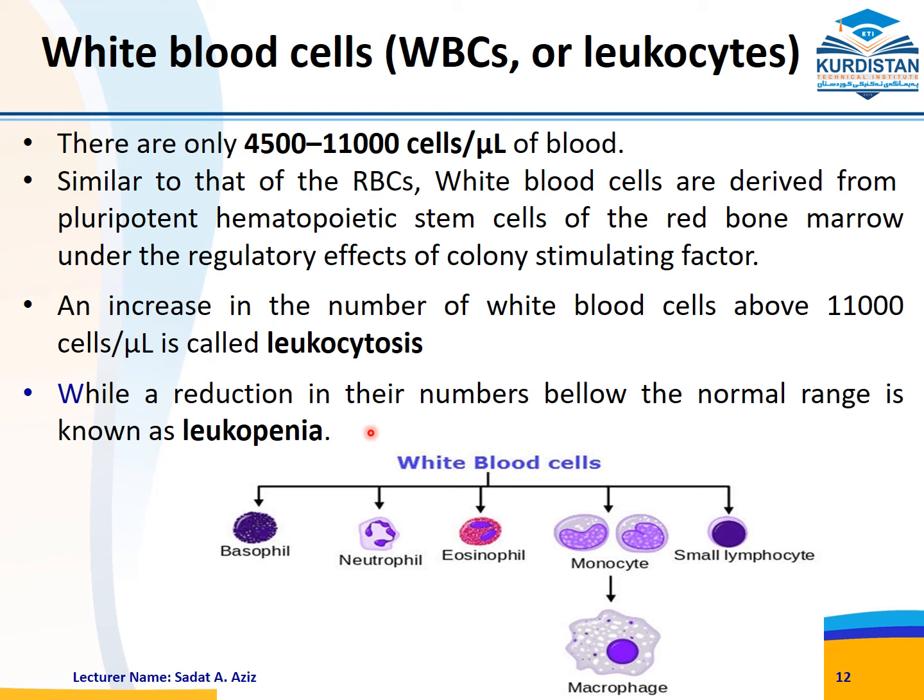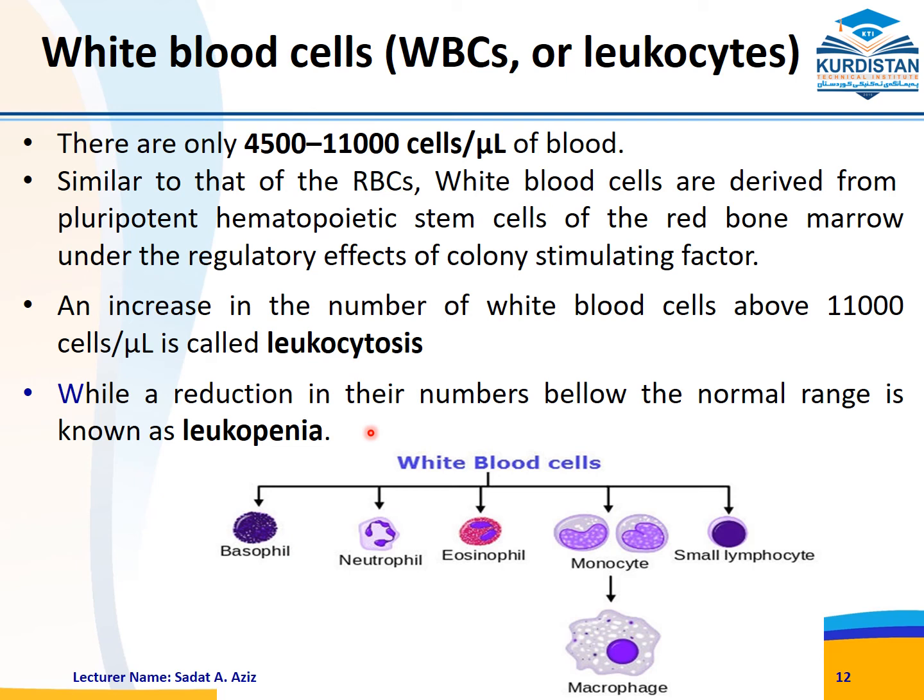While in the case of the red blood cells, we have another hormone which is called erythropoietin, which induces the pluripotent hematopoietic stem cells to produce the red blood cells. So each cell type has its own stimulator to induce its production.